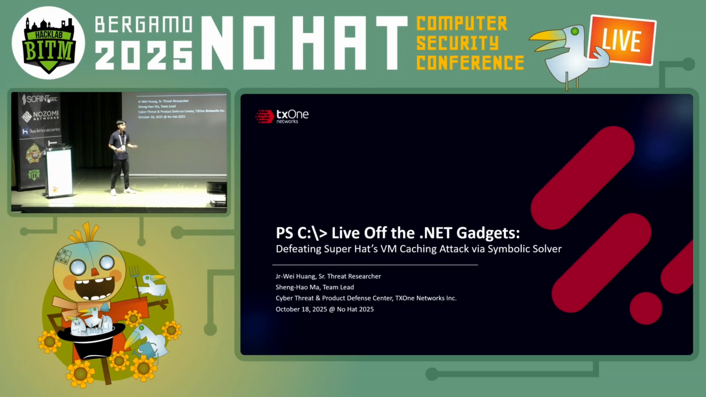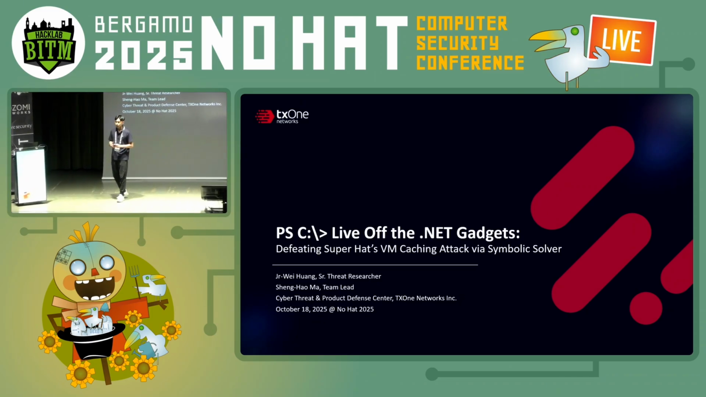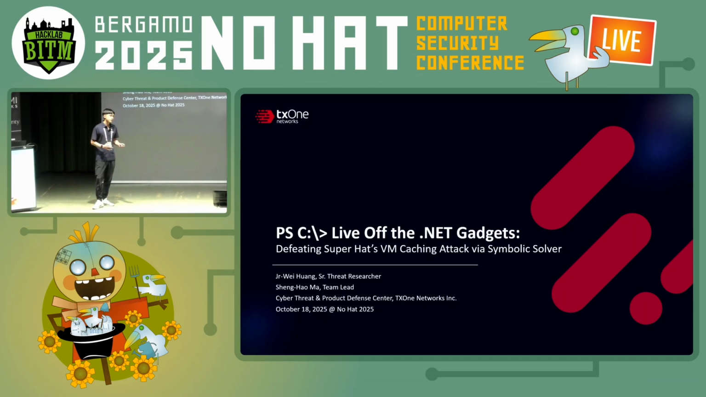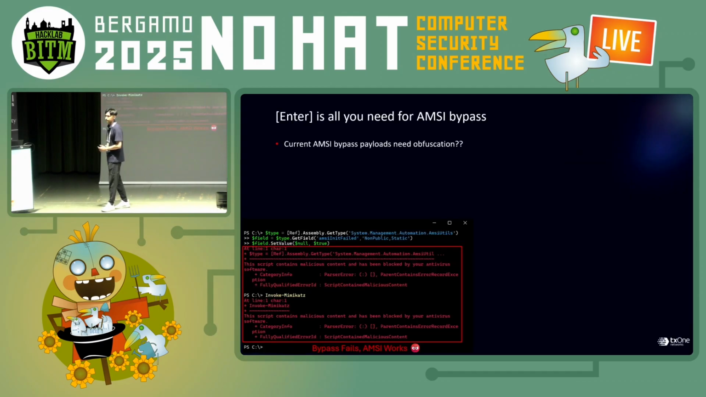In recent years, we have seen large improvements in EDR and antivirus detection. As a result, attackers now rely more on living-off-the-land techniques. To address this, Microsoft introduced a new AMSI architecture. So in this talk, I will show how to use .NET to bypass the PowerShell visibility.